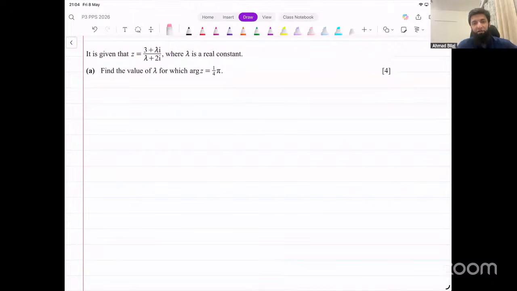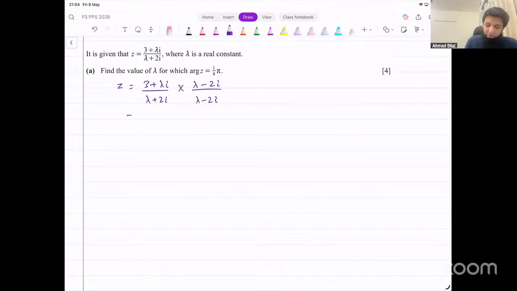We would have to simplify this first, right? Let's simplify this first, and then we will try to find the argument. We can say (3 plus lambda iota) divided by (lambda plus 2 iota). We can multiply and divide by the conjugate of the denominator. So multiply and divide by lambda minus 2 iota.